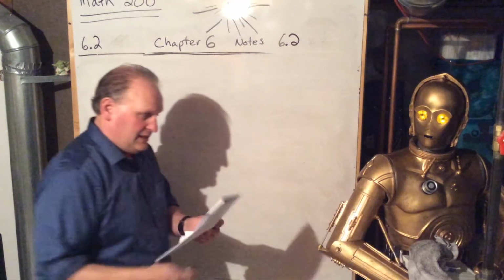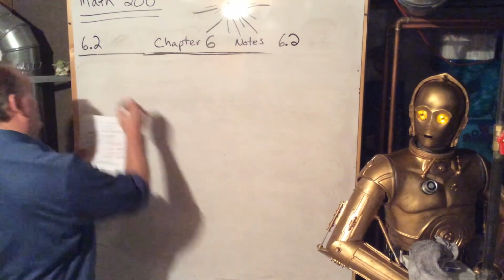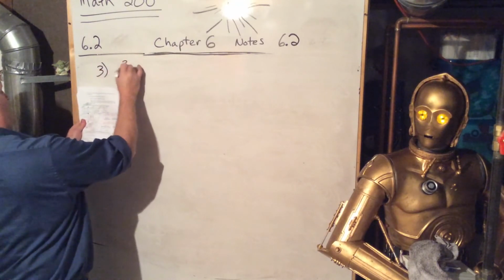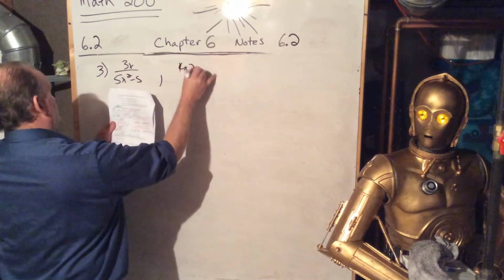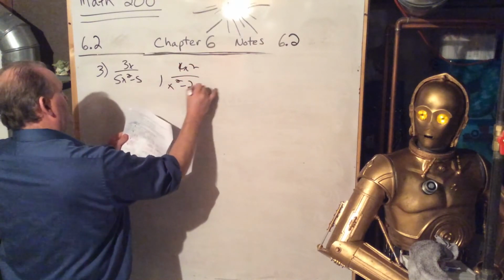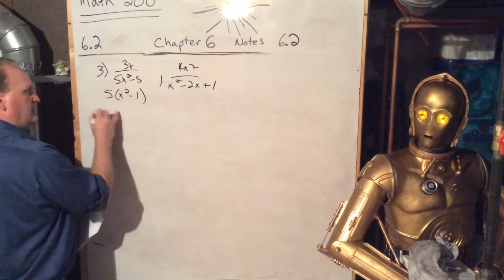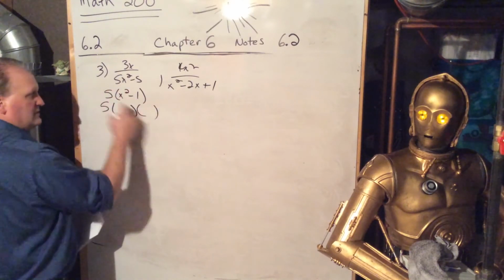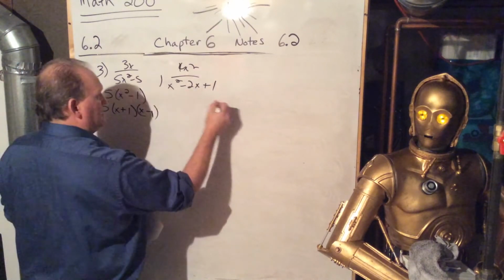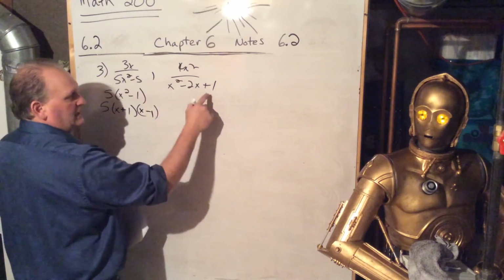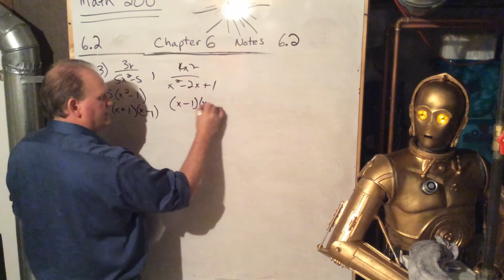So we're still finding the LCD. Number 3 and number 4. Number 3, x over 5x squared minus 5 and 4 over x squared minus 2x plus 1. So this, I can pull a 5 out, get x squared minus 1, and then I can factor the difference of two perfect squares: x plus 1, x minus 1. Here, I can multiply to be 1 and add to be negative 2. That's got to be minus 1, minus 1.